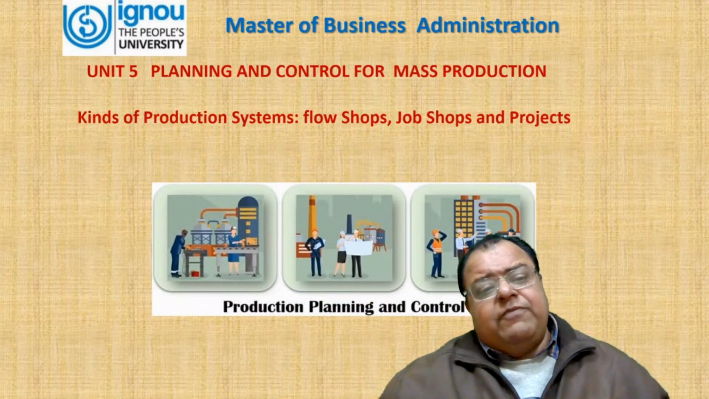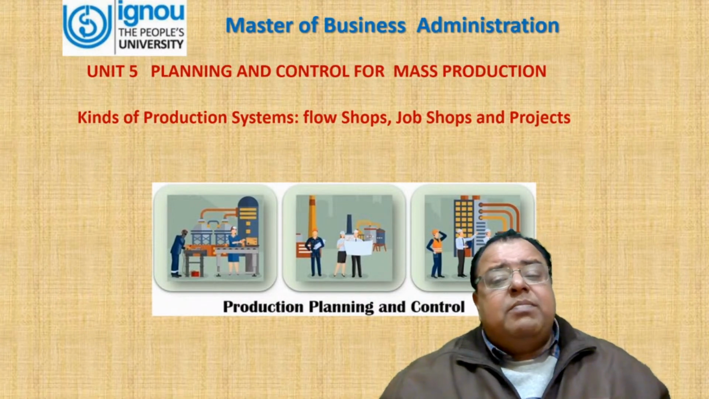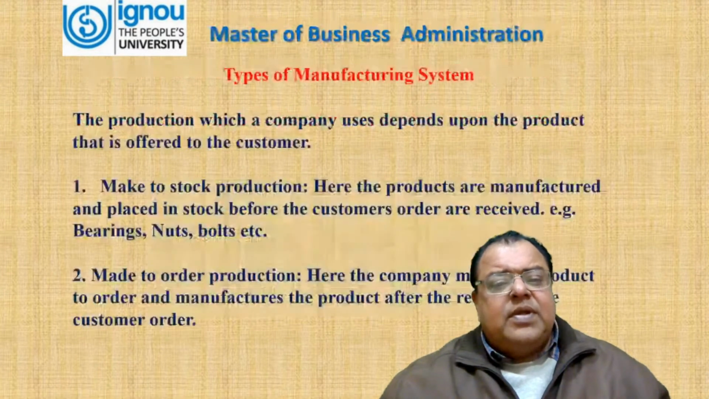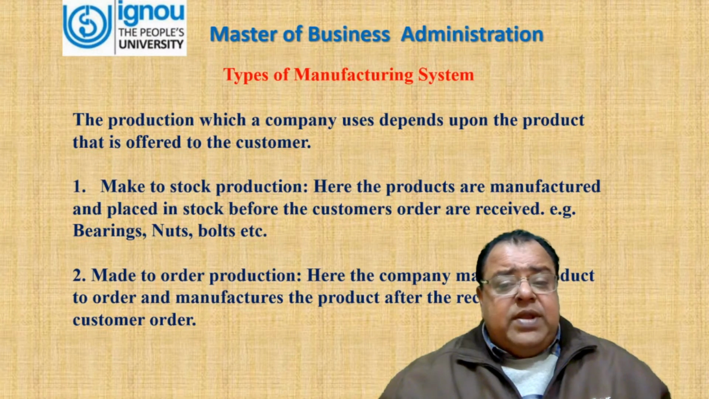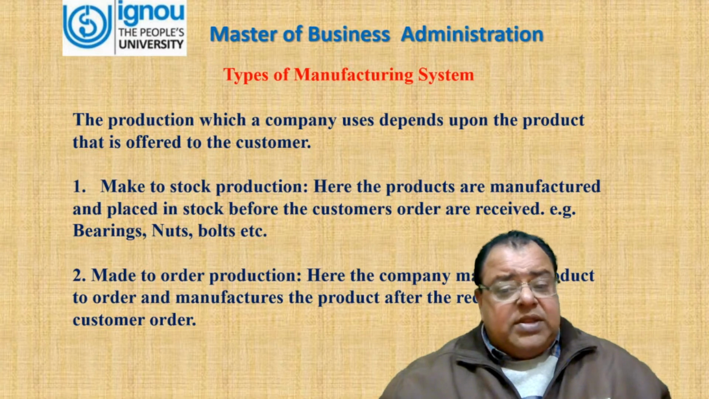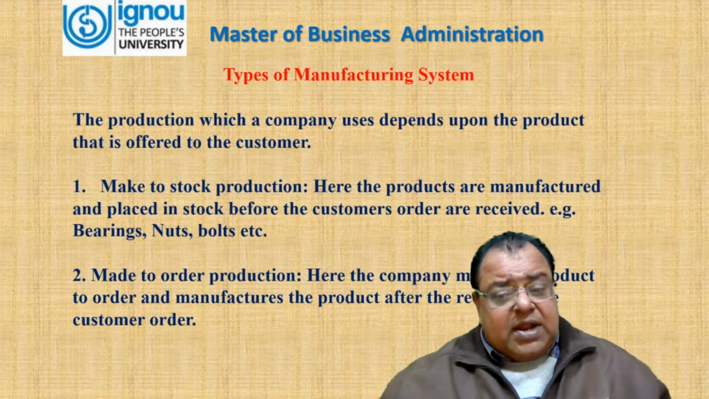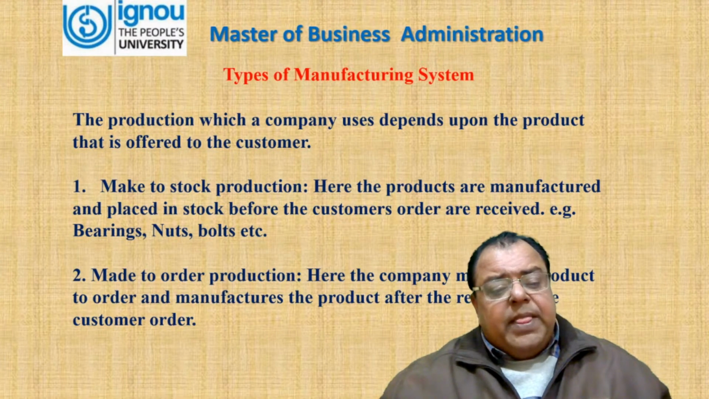Now, moving further, we move to Unit 5, that is related to planning and control for mass production. We will be talking about kinds of production system: flow shop, job shop, and projects. Types of manufacturing system. The production system which a company uses depends upon the product that is offered to the customer. Make to stock production. Here, the products are manufactured and placed in stock before the customer's orders are received. For example, bearing, nut, bolts, etc.